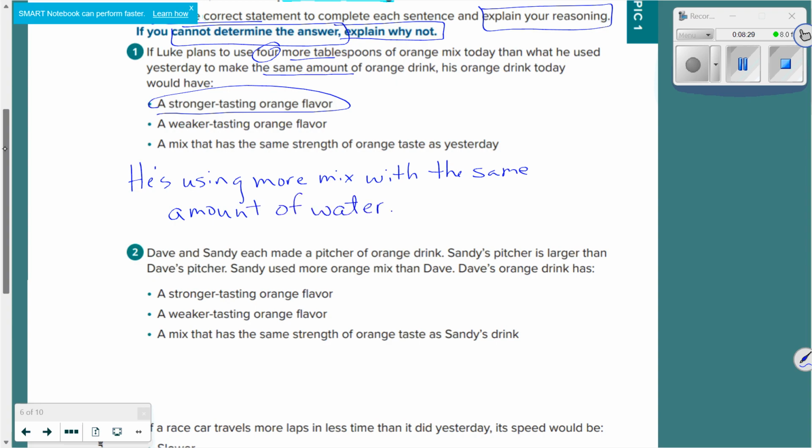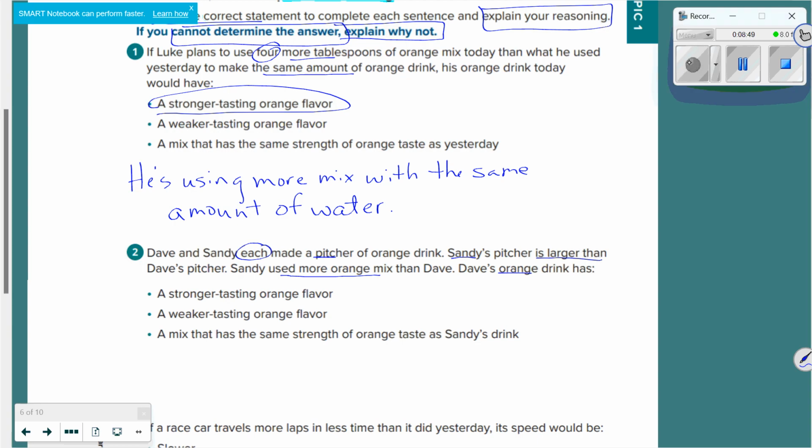That makes sense for everybody. Okay. Our second one: Dave and Sandy each made a pitcher of orange drink. Sandy's pitcher is larger than Dave's pitcher. Sandy used more orange mix than Dave. Dave's orange drink has, how do you think? Go ahead.